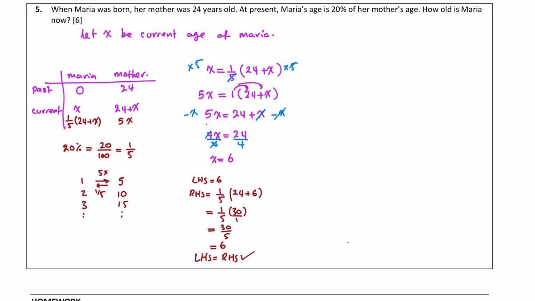And that means that when Maria is 6 years old, her mother is 24 plus 6, which is 30, and 1/5 of 30 is 6, which is Maria's age. So it all works out. Now let's use the other method, which is setting these two to be the same, and see if we still get the same answer. So I'm going to call this method 1, and I'm going to call this method 2.